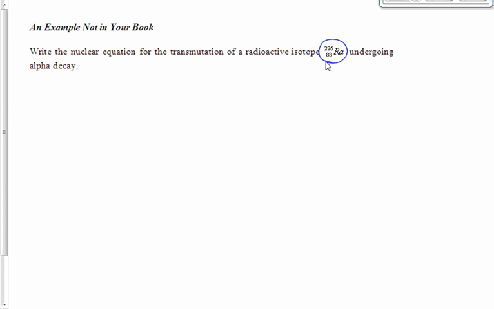We start off with radium-226. It undergoes alpha decay. So we're going to see an alpha particle here somewhere, right? Where do we put it? On the left side or the right side? Put it on the right side. Okay. The alpha particle isn't going into the reaction. The alpha particle is purged from the reaction.